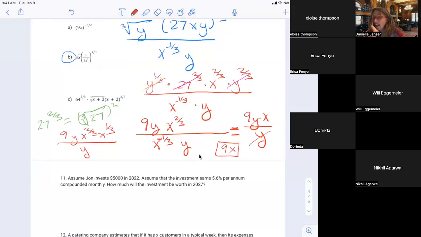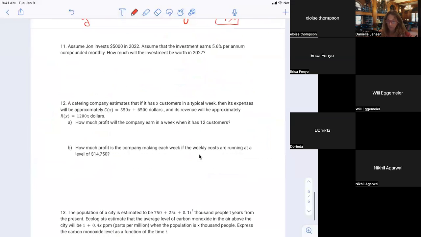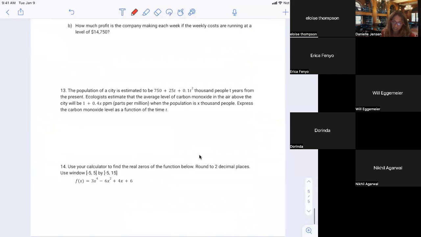How you know is I look at the last sentence, because the last sentence said express the carbon monoxide level. So that tells me that that's my outer function. That's my Y value. In other words, I want carbon monoxide in terms of something. So in 13, express carbon monoxide. So that is going to be my outer function.